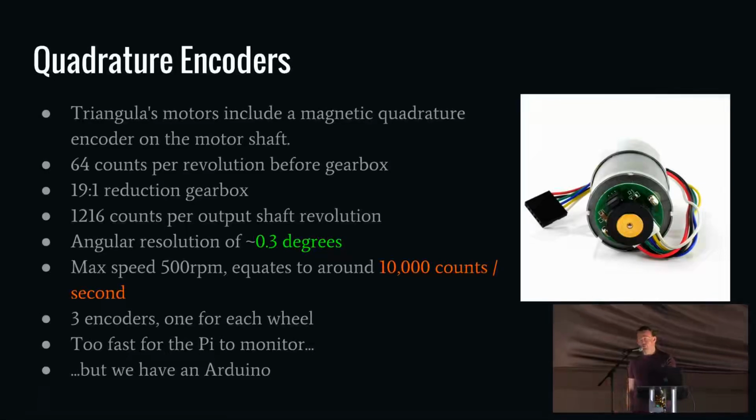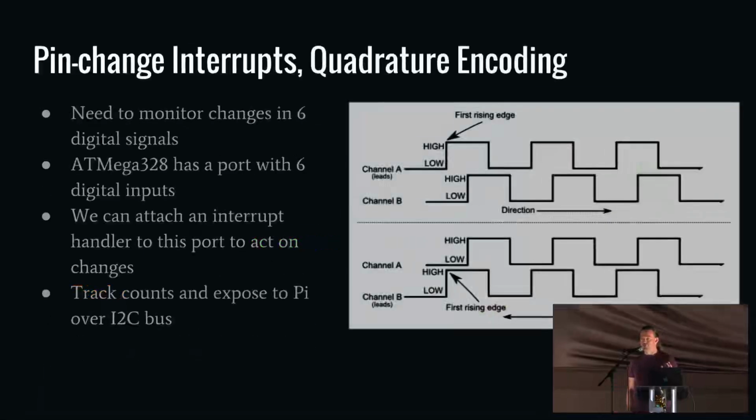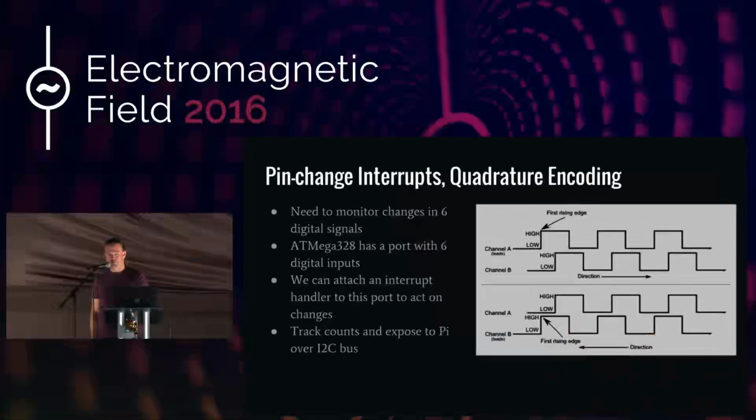This is a quick slide on how quadrature encoding works, upshot of which is you've got 2 pulse trains, and depending on which one changes first, you know which direction you're going. But I'm just going to skip over that because we're running out of time. Now, more maths. Excitement.